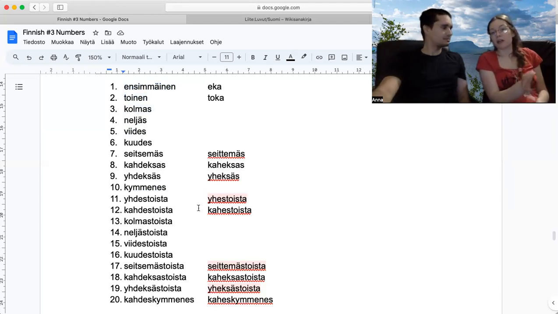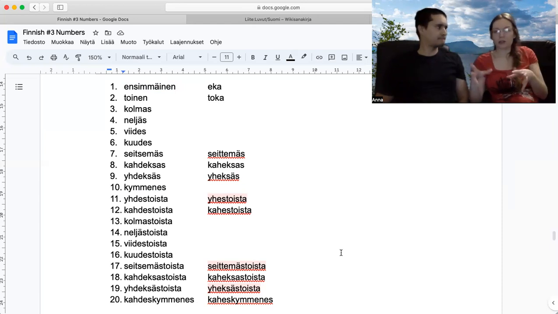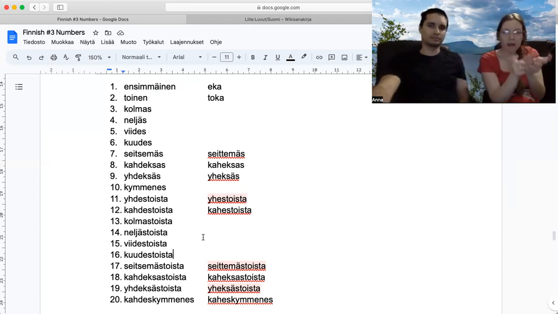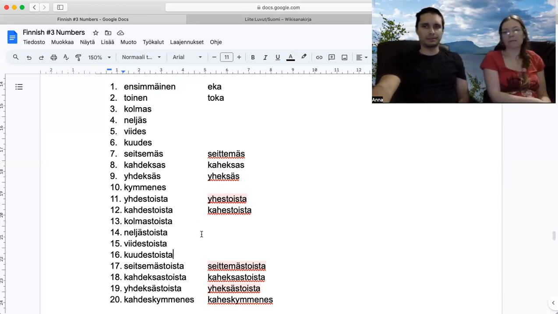Just remember that when we talk about ordinal numbers in Finnish, we change into the ordinal form all the blocks of the numerals. So if it's tenths, hundreds, thousands, we change every block within the number.